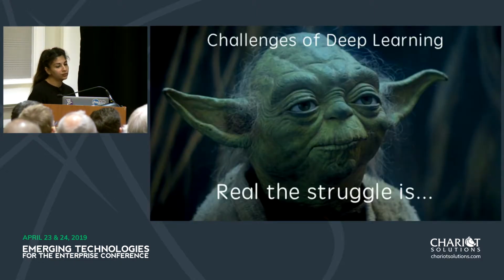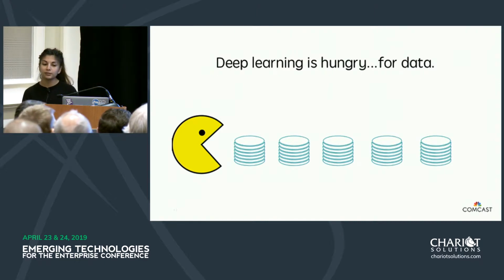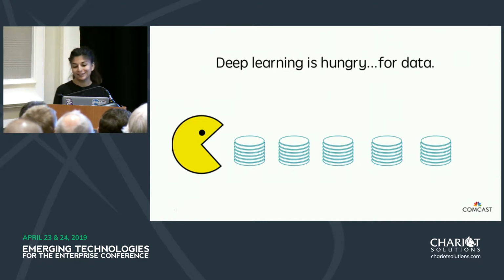All right, so let's start talking about the challenges of deep learning. The struggle is definitely real, it's legit. So deep learning is hungry for data. Deep learning requires vast amounts of data. The more data you feed it, the better the predictions that will result from that deep learning model. So it works best when there are thousands or even millions of training examples.